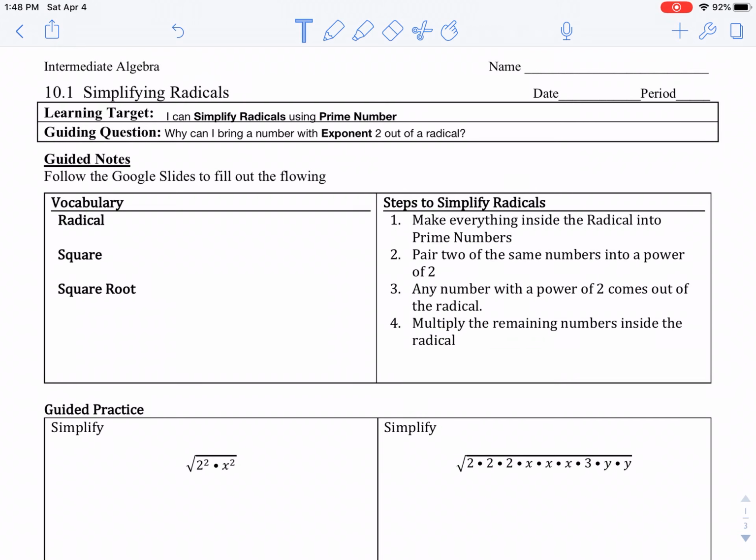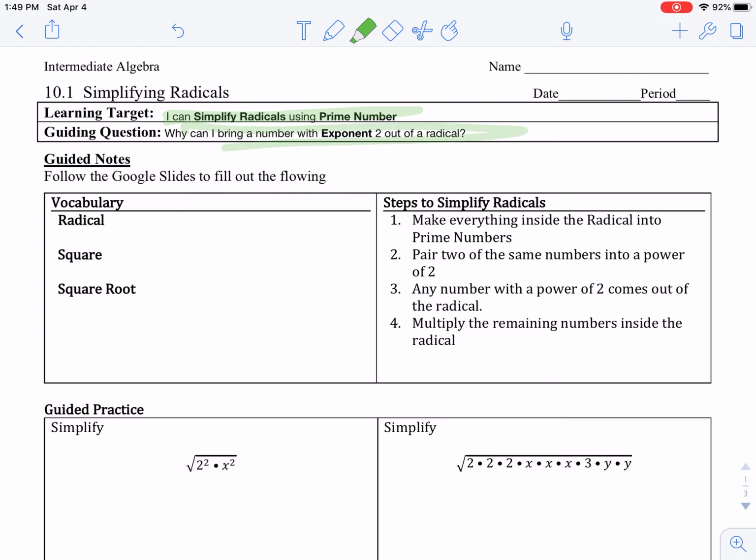This is 10.1, Simplifying Radicals. Welcome to quarter 4, the very first unit of online distance learning. Today we're going to learn how to simplify radicals using prime numbers.